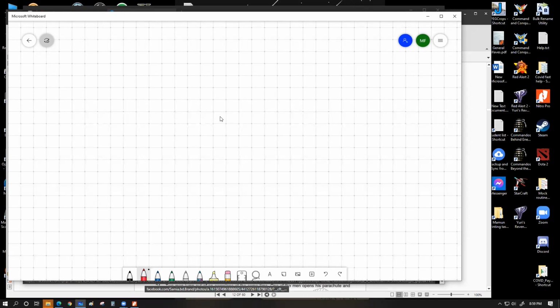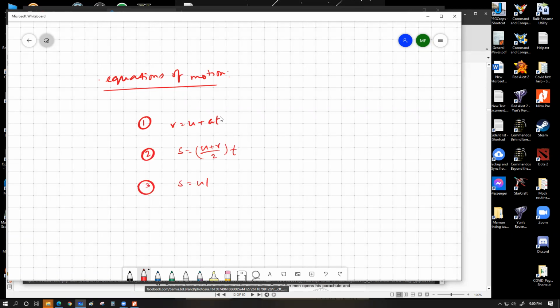The first thing is that this topic is called equations of motion. So I'm going to write this, equations of motion. And the equations that we have are four equations. Number one, v equals u plus at. Number two, s equals u plus v divided by 2 into t. Number three, s equals ut plus half at squared. And number four, v squared equals u squared plus 2as.